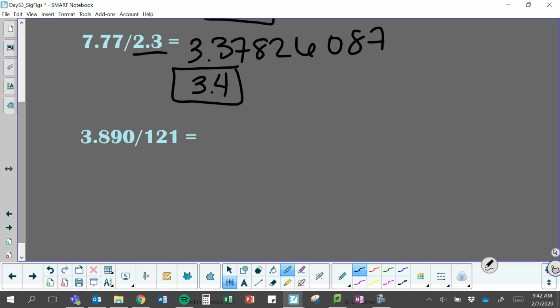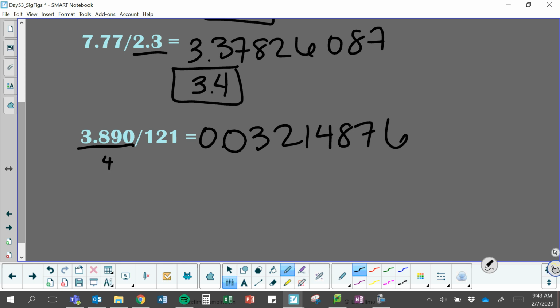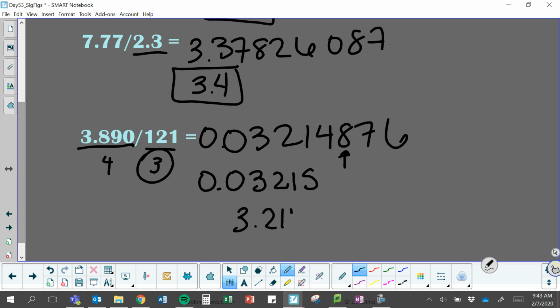Maybe you can try this one out. Okay, so this one, if you put in your calculator, something like this. This number has 4 significant figures. This has 3. We're going to use 3 for our answer. You have to look at that 8 to see that it's going to round to a 5. We could also write this in scientific notation as 3.215 times 10 to the negative 1.